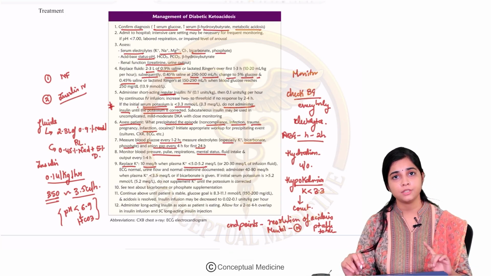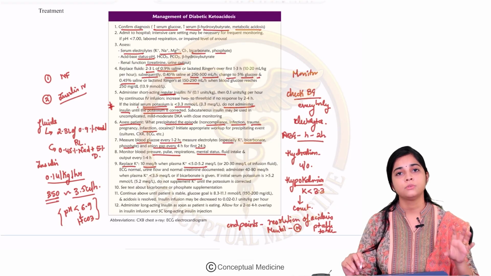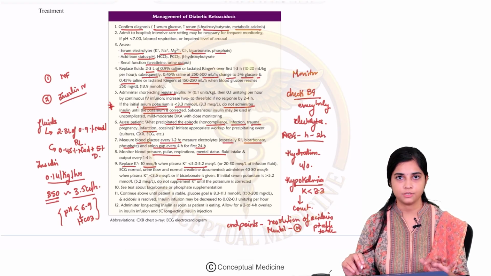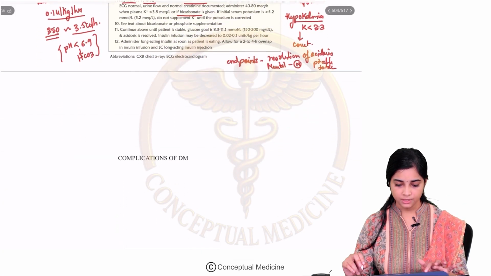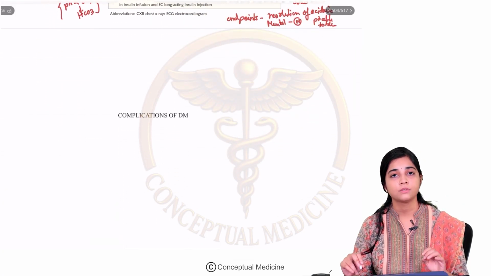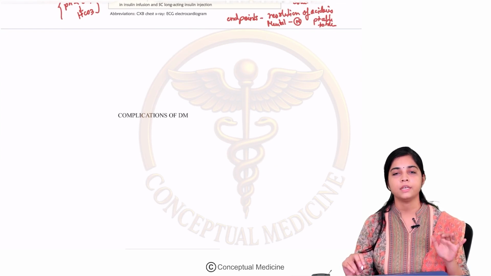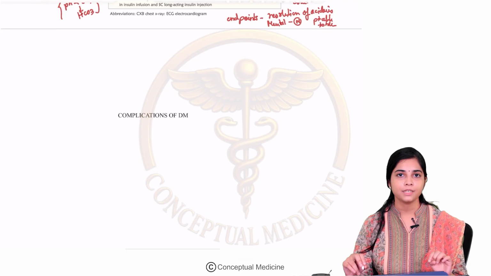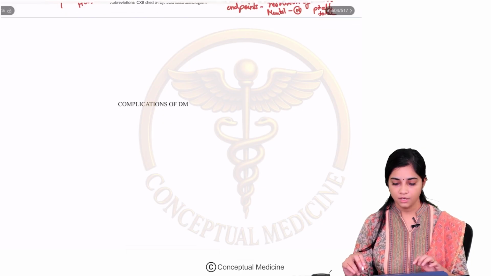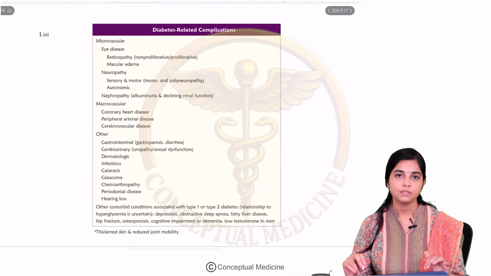The management of HHS is also very similar. You do it in a similar fashion for the management of HHS as well. Okay, so with this we have understood the acute complications of hyperglycemia: DKA, HHS and euglycemic diabetic ketoacidosis. Now we'll move on to the other complications.